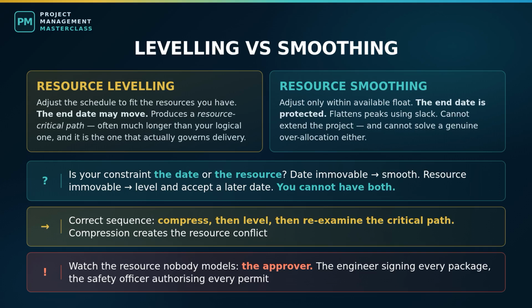So a schedule can be logically perfect and operationally impossible, and it will still print out and still look green. Two techniques address this, and they are constantly confused.